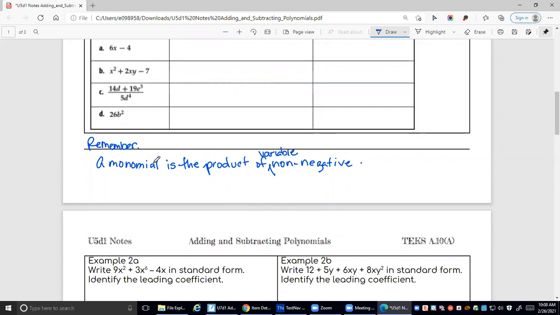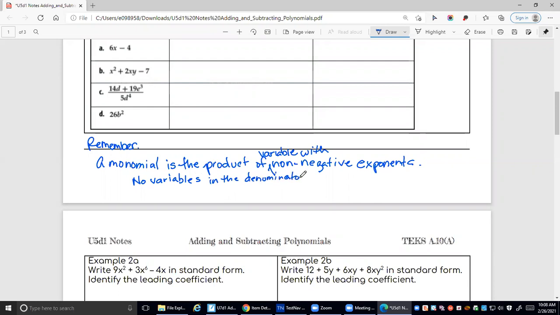Let me show you what I mean, okay? A monomial is the product of a variable with non-negative exponents. Let me make that plain English, okay? Basically, no variables in the denominator. Got it? That's part of the rule. No variables in the denominator.